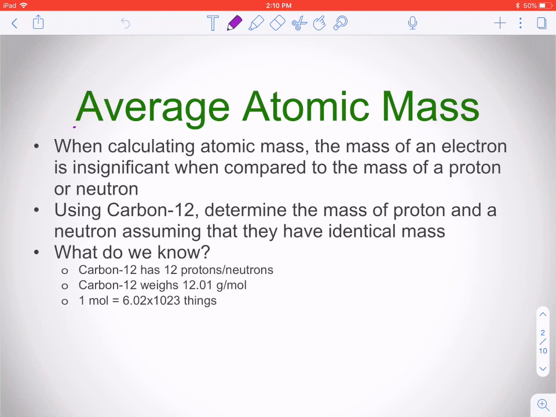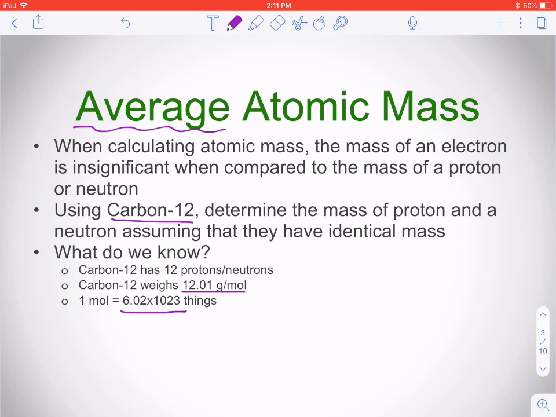So let's figure out how we can figure out the average mass of a given set of isotopes for a given element. And in particular, I want to revisit what we talked about in terms of AMUs, or atomic mass units, and how that was derived based off the carbon-12 atom. So here's what we know about the carbon-12 atom. Carbon-12 has a grand total of 12 protons and neutrons put together. It has 6 protons, 6 neutrons, add those up, grand total of 12. We also know from the periodic table it has a mass of 12.01 grams per mole. We also know that a mole has 6.02 times 10 to the 23rd things in it.